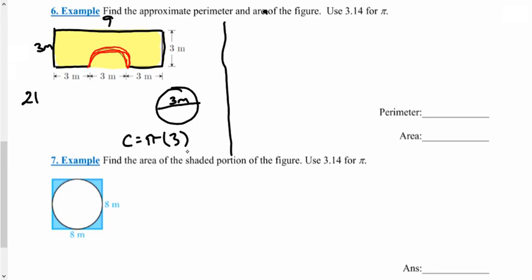Well, I only want half of that. Look, this isn't a whole circle, so I only want half of it. So therefore, let's cut this in half. Let's divide it by 2. So we're going to take 3 times 3.14 and then divide it by 2, and that's going to get us 4.71. Okay, so the red part of this is 4.71.